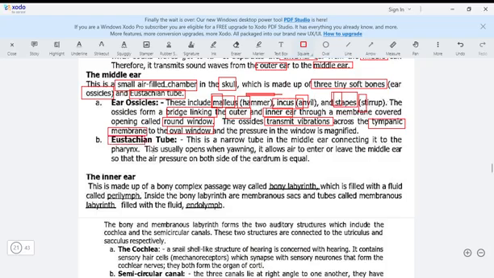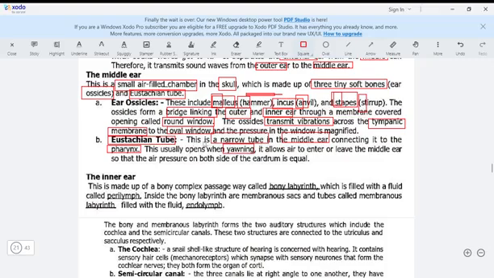Now, the Eustachian tube. What is the function of the Eustachian tube? This is a narrow tube. It goes down in the middle ear, connecting to the pharynx. Remember, it's for the throat. This usually opens when yawning. So once you yawn, you will see the Eustachian tube will open.